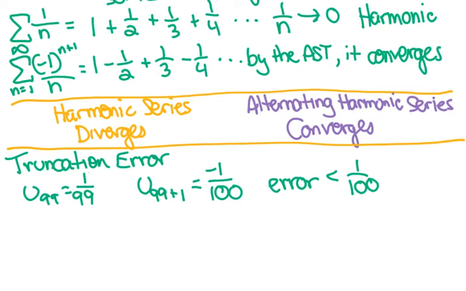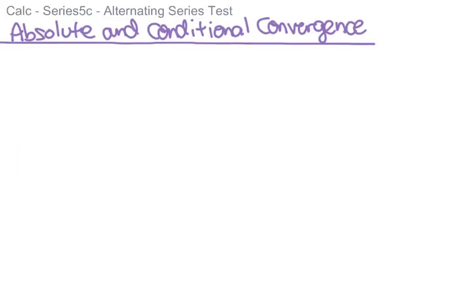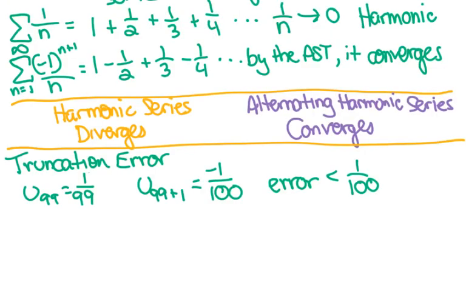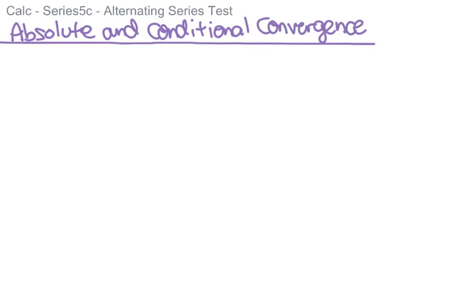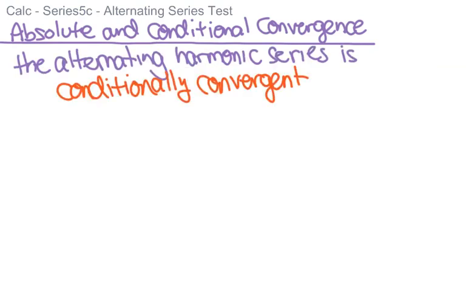And that's it. Let's wrap this thing up. Last little note, if you have a little more space, just add this in: absolute and conditional convergence. Because the alternating harmonic series is convergent, but it's not absolutely convergent. Recall, in yellow here, the harmonic series diverges. So that's the positive version of the alternating harmonic series. Because that positive version does not converge, we call it conditionally convergent.